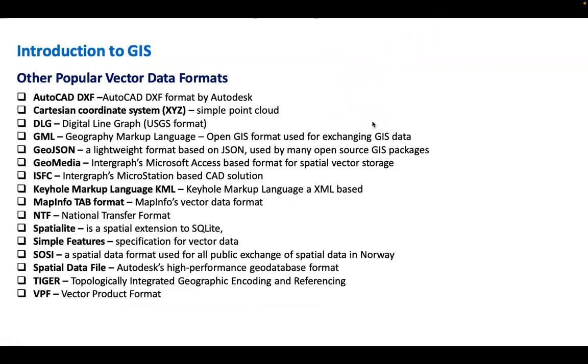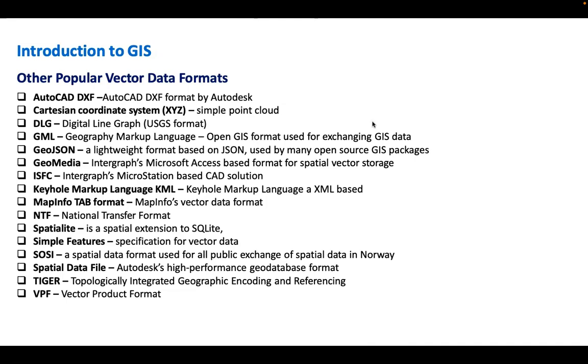Other popular vector data formats are AutoCAD DXF, a format by Autodesk, Cartesian Coordinate System XYZ simple point cloud, DLG Digital Line Graph, a USGS format, GML Geography Markup Language, an OpenGIS format used for exchanging GIS data, GeoJSON, a lightweight format based on JSON used by many open source GIS packages, GeoMedia, an Intergraph Microsoft Access based format for spatial vector storage, ISFC, an Intergraph MicroStation based CAD solution, and Keyhole Markup Language, KML. KML markup language is XML based, which is used in Google Maps.